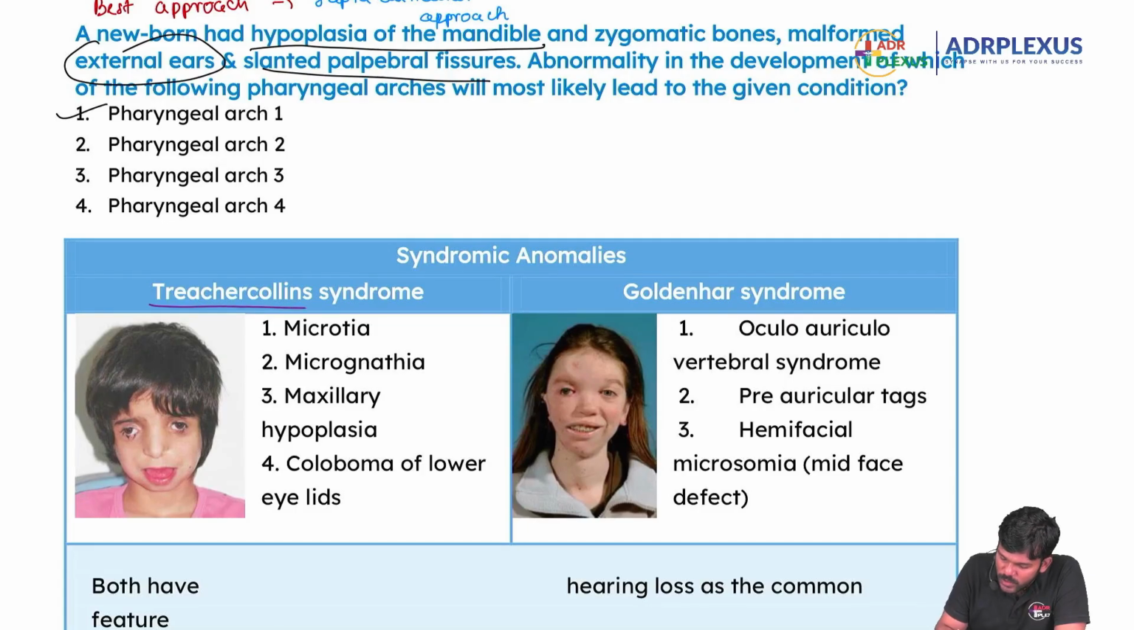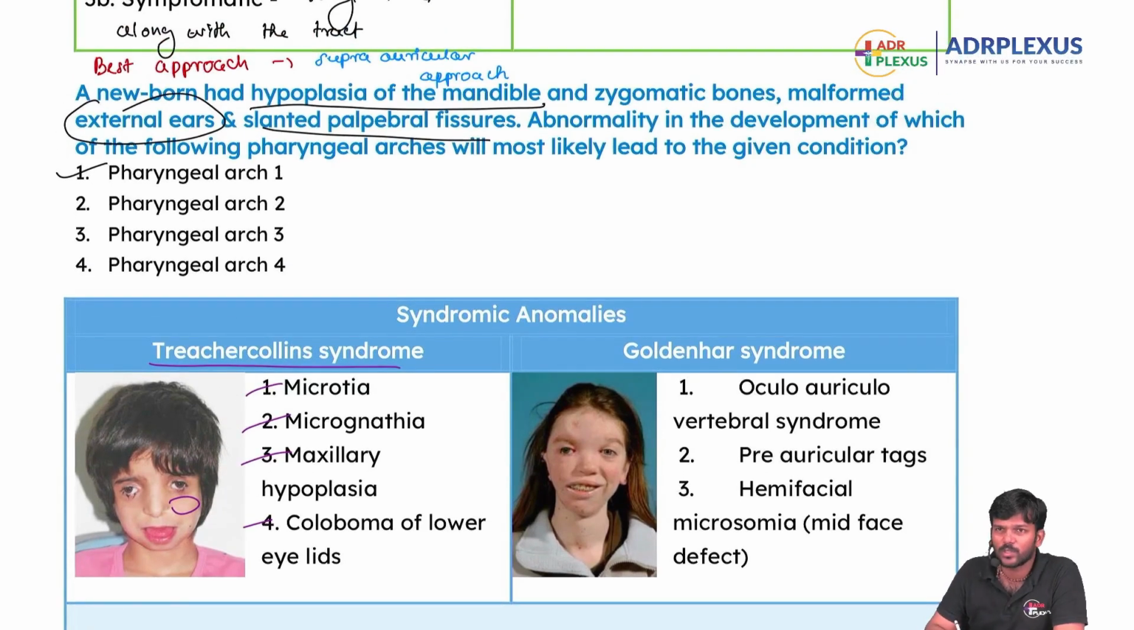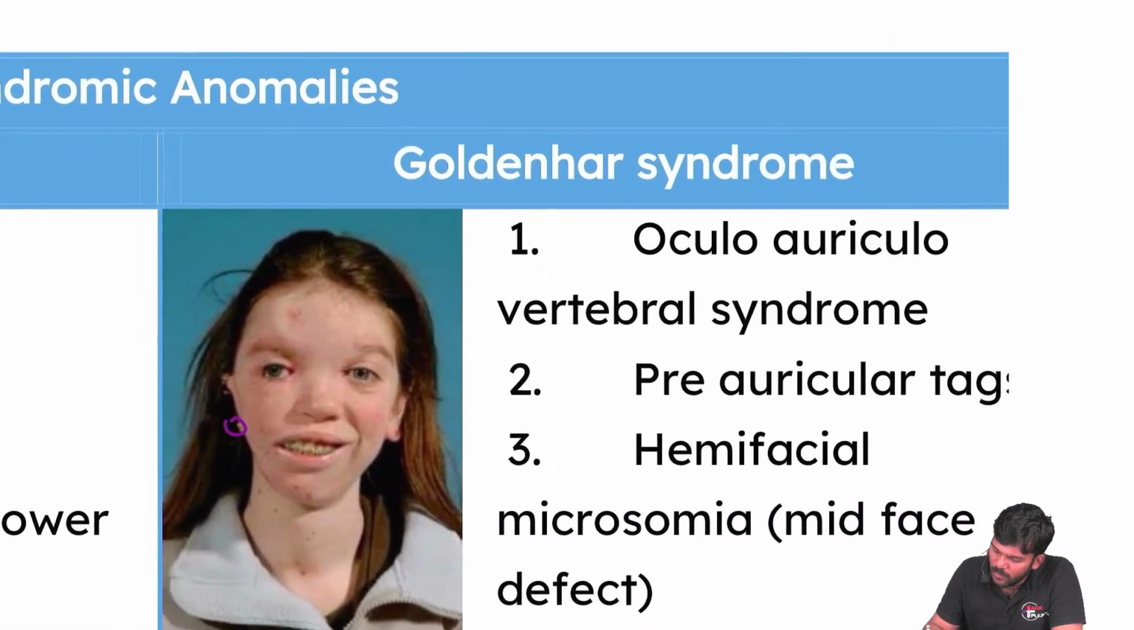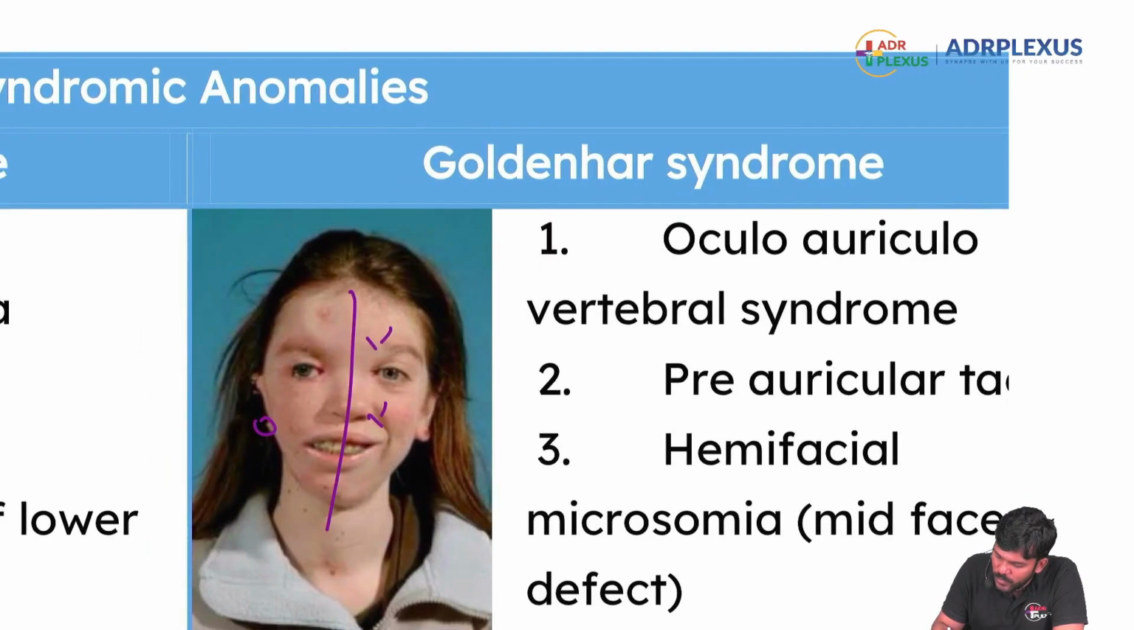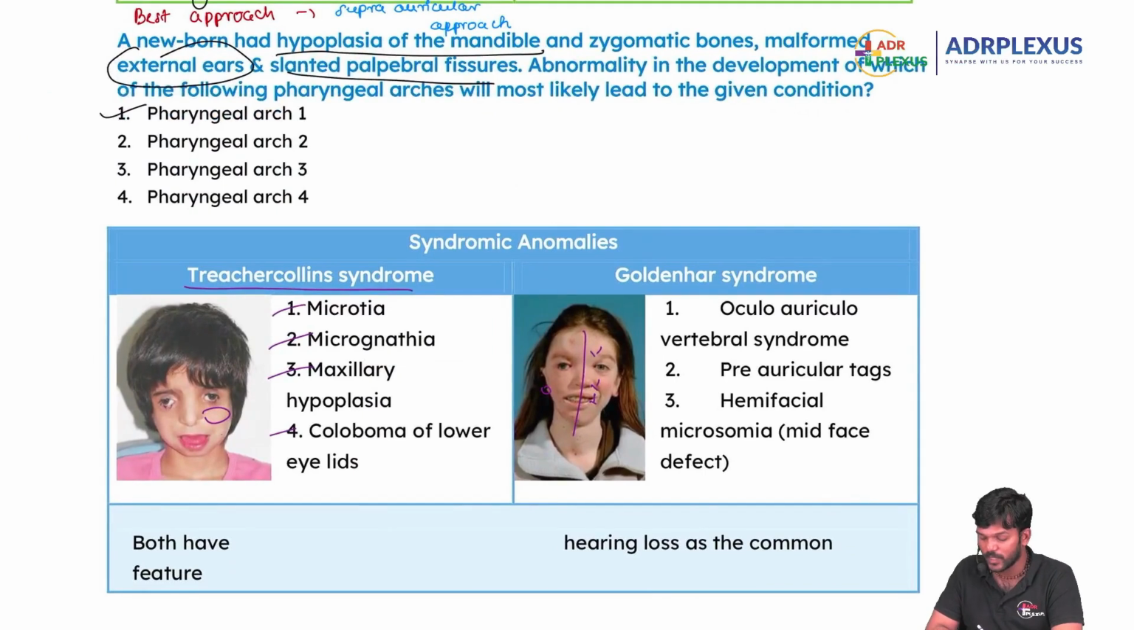So Treacher-Collins syndrome, where we'll be having microtia, micrognathia, maxillary hypoplasia and coloboma of lower eyelids. Goldenhar syndrome, otherwise called as oculoauriculovertebral syndrome, will be having preauricular tags like this. Hemifacial, one half of the face is completely malformed. It is hemifacial microsomia or mid-face defect.